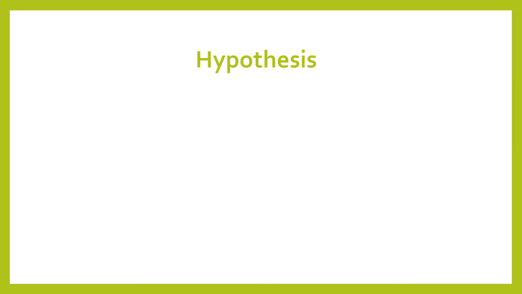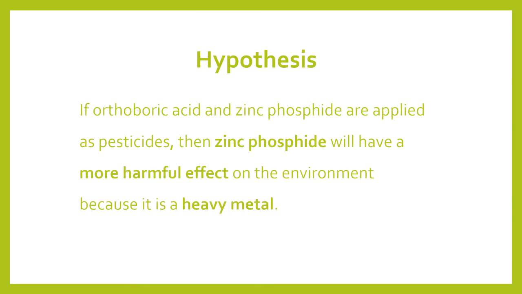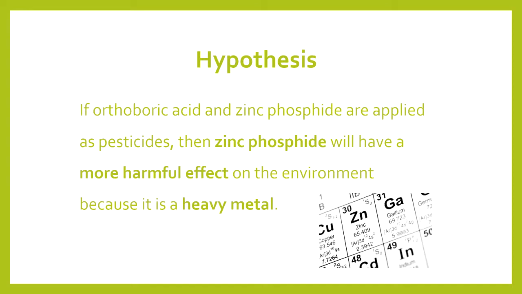Our hypothesis is if both orthoboric acid and zinc phosphide are applied as pesticides, then zinc phosphide will have a more harmful impact on the environment. We have projected this hypothesis because zinc is a heavy metal and so it is more toxic and will have a greater impact on water quality, plants, and wildlife.